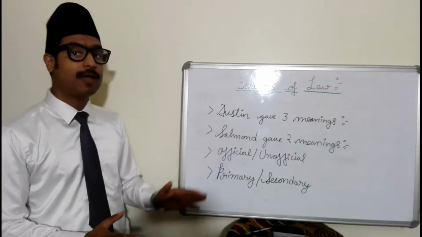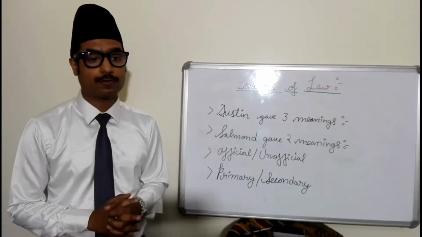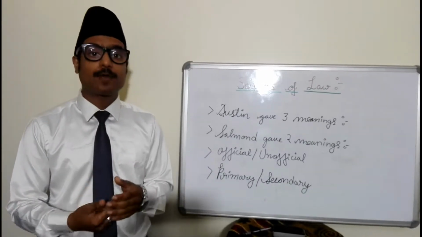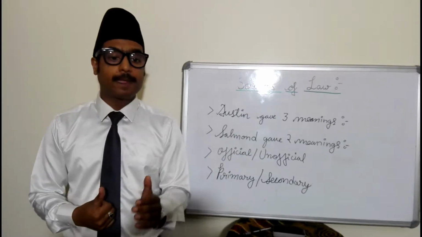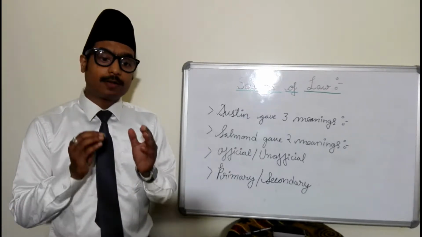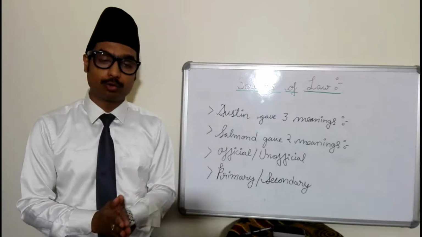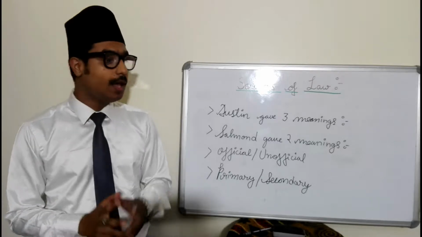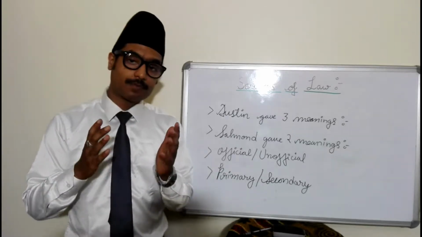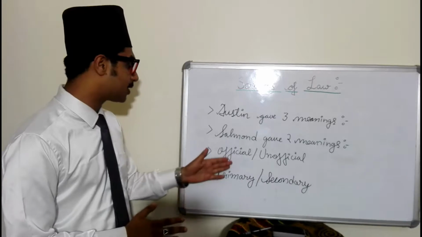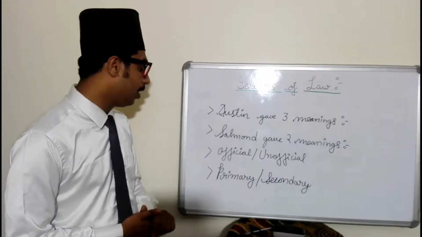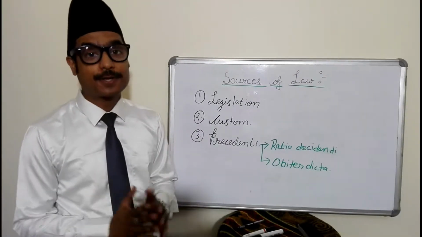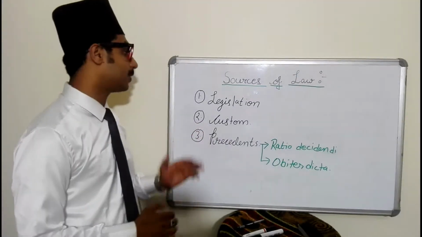And Salmond gave two meanings to sources of law. Basically, Salmond talked about two words, formal and material. The formal source gives validity to the law, while the material source provides matter to the law. Ladies and gentlemen, in different books we find classifications such as official and unofficial sources of law, and primary and secondary sources of law.